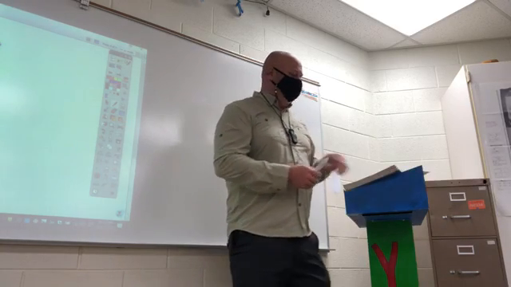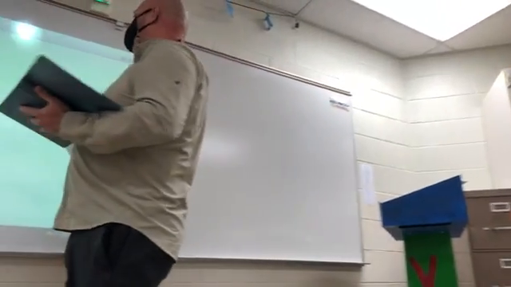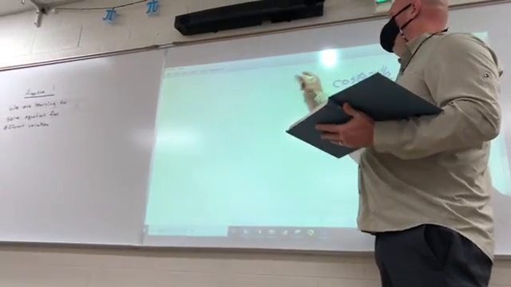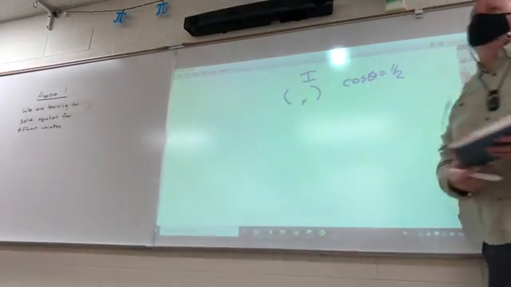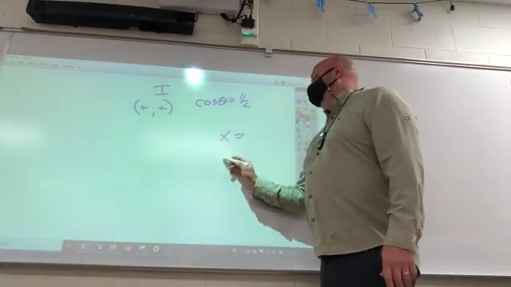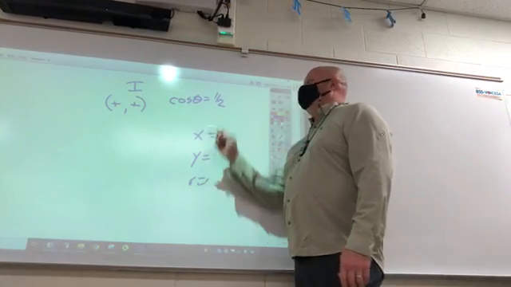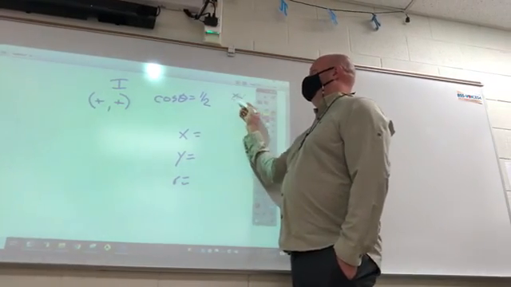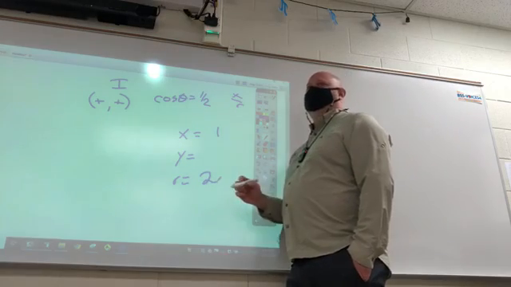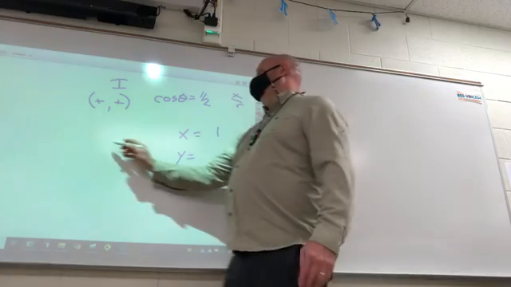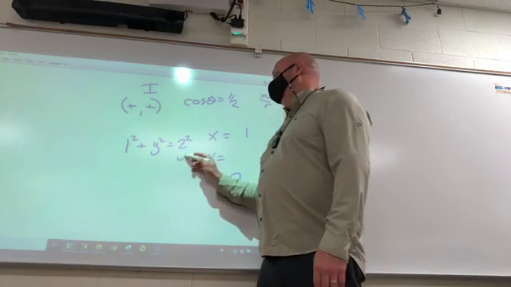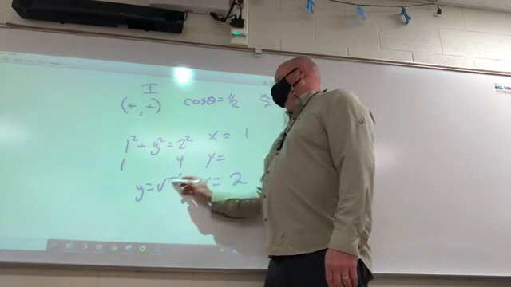Are you good with those? Which one? 24? Sure. So what do they give you? Cosine is 1/2, and they give you that you're in the first quadrant. What's true about the first quadrant? Positive, positive. So that means I should have a positive x and a positive y. Cosine is x over r, right? So I know my x is 1 and my r is 2. How do I find the y? X squared plus y squared equals r squared. So 4 and 1, so y is going to be the square root of 3.